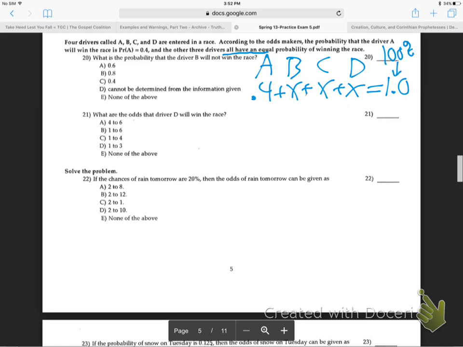Okay, so that means you got a little equation: 0.4 plus 3x is 1.0, huh? Right, x plus x plus x, 3x.